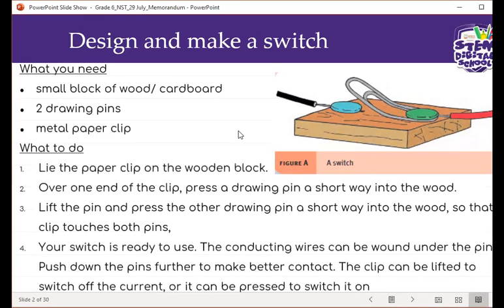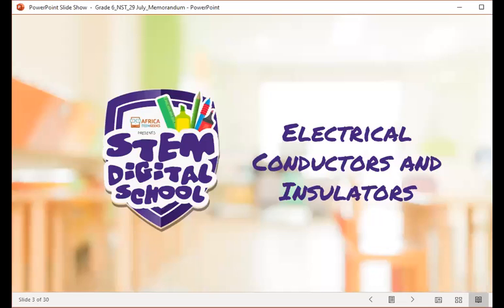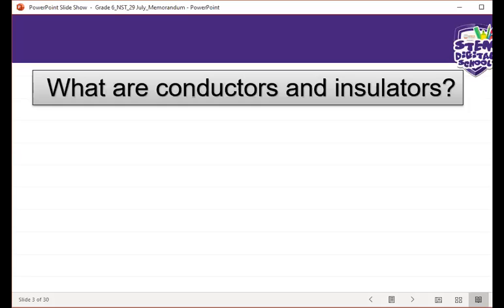All right, guys, we're going to move on now. We're done with electric circuits, and now we are moving on to electrical conductors and insulators. Question: what are conductors and insulators? When you answer this question, just give me an example of each.